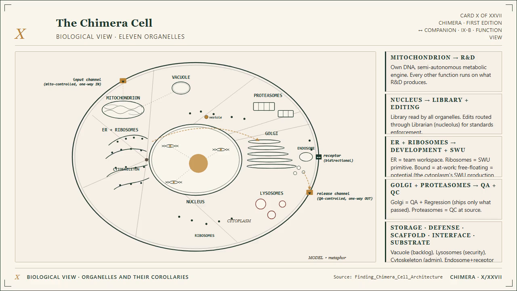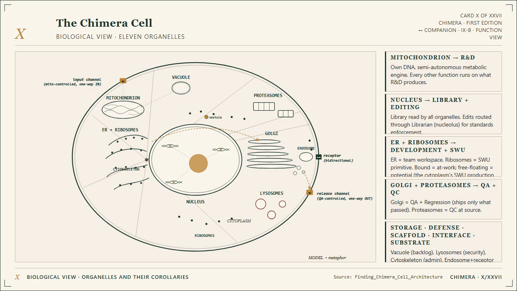Card 10, the cell, biological view. This is a eukaryotic cell. Plasma membrane on the outside, central nucleus, mitochondrion upper left, endoplasmic reticulum wrapping the nucleus, with bound ribosomes scattered along it, Golgi apparatus to the right, proteasomes upper right, free ribosomes throughout the cytoplasm, a small vacuole at the top, lysosomes lower right, cytoskeletal microtubules radiating from a centrosome.